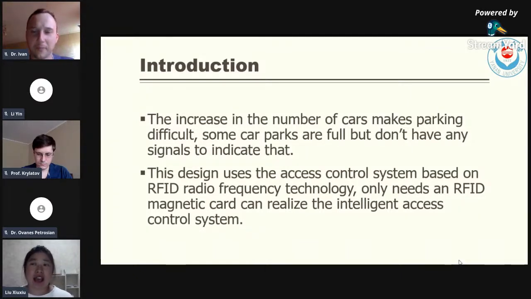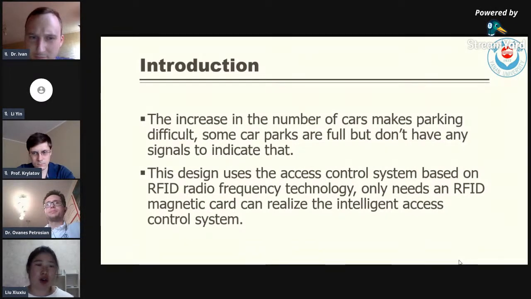With the development of science and technology, people's living standards keep improving and more intelligent products appear in people's lives. With the increase in the number of cars being used as a main means of transportation, parking difficulties become an increasingly prominent problem. Some car parks are full but don't have any signals to indicate that. It is one of the reasons for parking difficulties. This design uses an access control system based on RFID radio frequency technology, which only needs an RFID magnetic card to realize the intelligent access control system. An infrared sensor detects whether there is a car, displays the remaining parking spaces in the garage in real time, and displays the location of the free garage on the display.